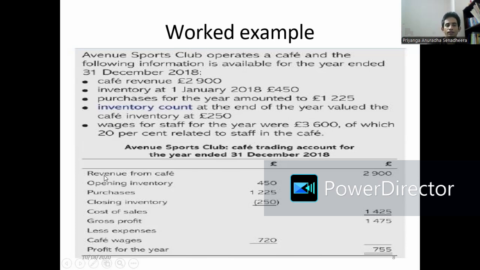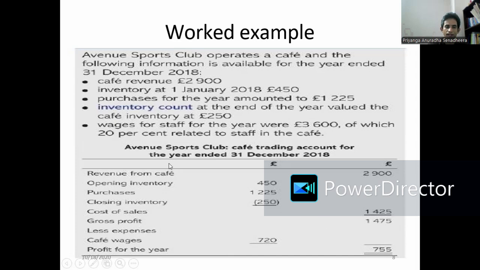So we'll start with revenue from cafe, that is 2,900. And then you calculate the cost of sales. So opening inventory is given 450, purchase is given 1,250, closing inventory 250. And you get a figure here, which is known as cost of sales. After that, you deduct from the revenue, you get the answer 1,475. That's the GP.